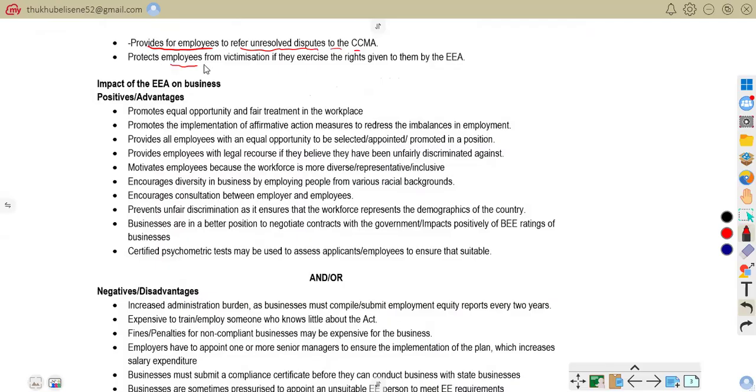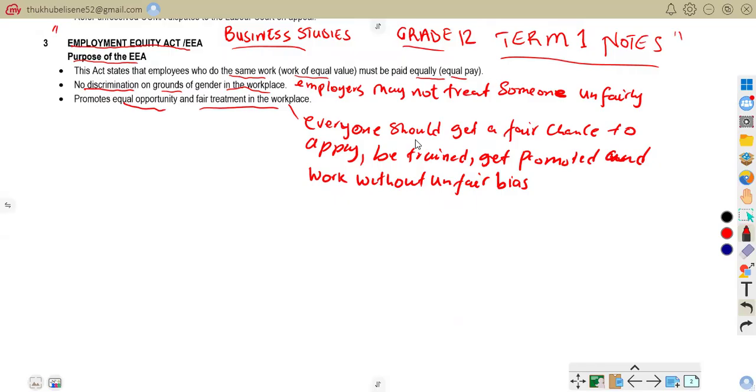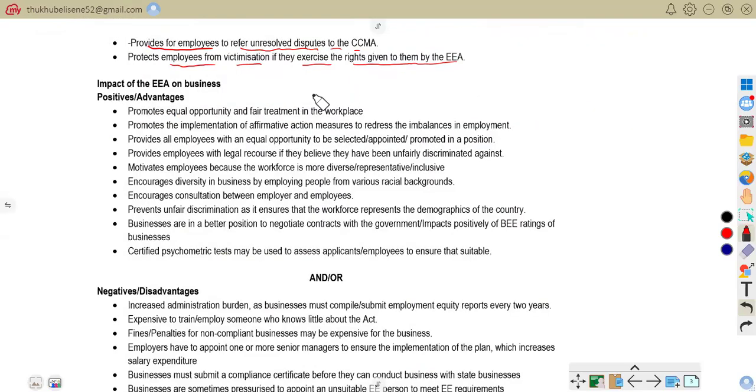It also protects employees from victimization if they exercise the rights given to them by the Employment Equity Act. It means that employers may not punish workers for reporting discrimination or demanding fairness. For example, a supervisor cannot fire someone for reporting gender discrimination. So that's what this point means.